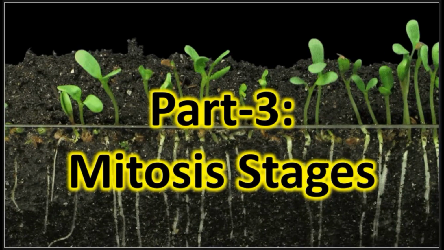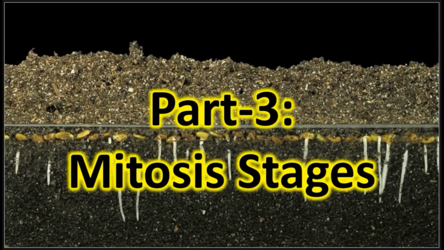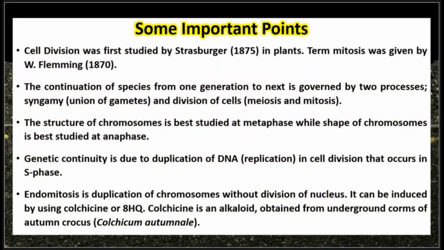Welcome back. In this part, let us study the different stages of mitosis. These are some of the important points related to mitosis. It was actually Strasburger in 1875 who studied mitosis for the first time. The continuation of species from one generation to the next generation is governed by two important processes. One is called syngamy, which is union of gametes. The other one is cell division, which is actually marked by mitosis and meiosis.